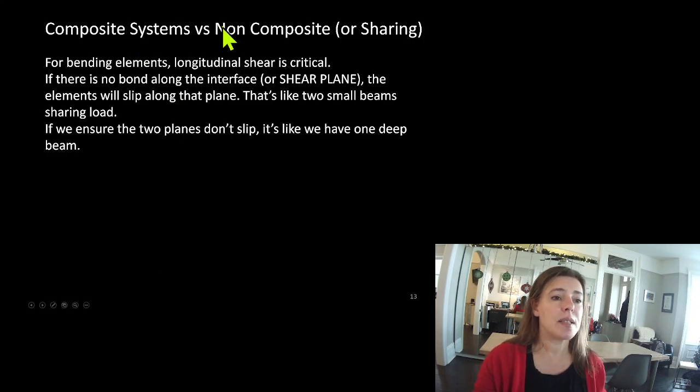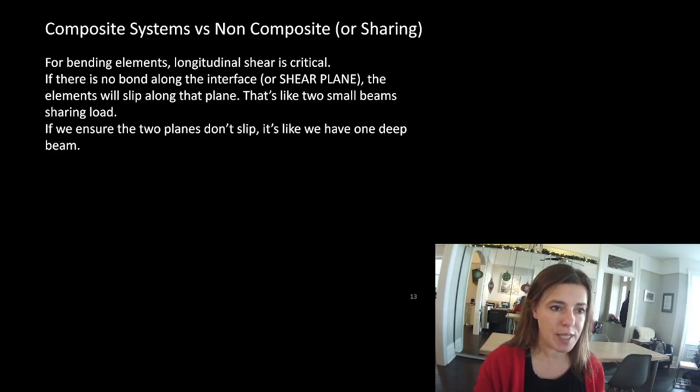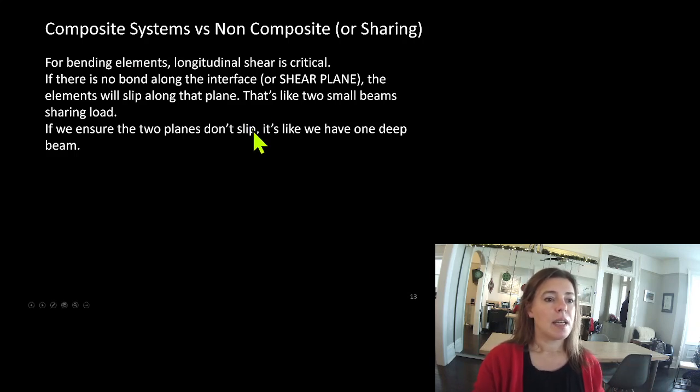So composite system versus non-composite, or sharing. For bending elements, longitudinal shear is critical. If there is no bond along the interface or the shear plane, the element will slip along that plane. So longitudinal shear is critical to make an element composite. Again, super handy quiz and exam question. Longitudinal shear is critical for composite action in bending.